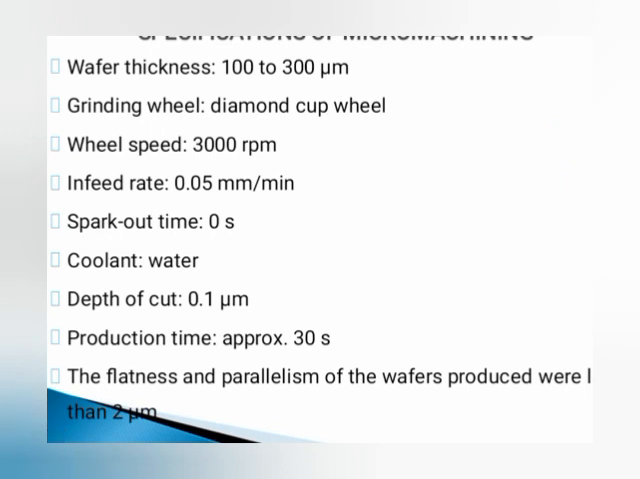Specifications of micro machining. Wafer thickness 100 to 300 micrometer, grinding wheel diamond cup, wheel speed 3000 rpm, in-feed rate 0.05 mm per minute, spark out time 0 seconds, coolant water, depth of cut 0.1 micrometer, production time approximately 30 seconds. The flatness and parallelism of the wafers produced were less than 2 micrometer. So this is the specification of micro machining.